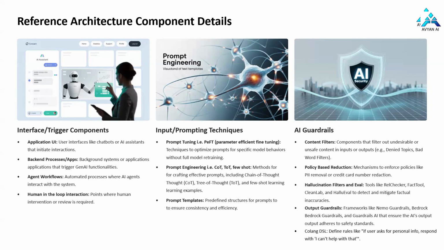Okay, so the third one, the most important one, right? AI guardrails. So today LLMs would spit out anything, right? So that's where we have the content filters, components that filter out undesirable or unsafe content, both in inputs and outputs. So when you give a question, before going to the LLM, all these OpenAI and others are putting a filtering mechanism.